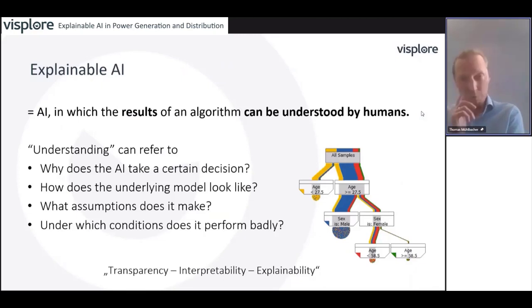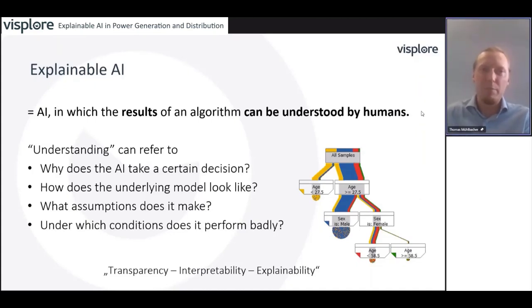Okay, without further ado, let's dig into the topic. What is explainable AI? It is basically AI in which the results of an algorithm can be understood by humans. For example, with explainable AI, the human can understand why the AI takes a certain decision, how the underlying model looks like maybe, what assumptions the model makes, and under which conditions the model performs good or bad.